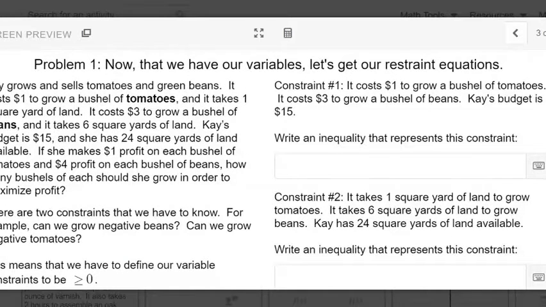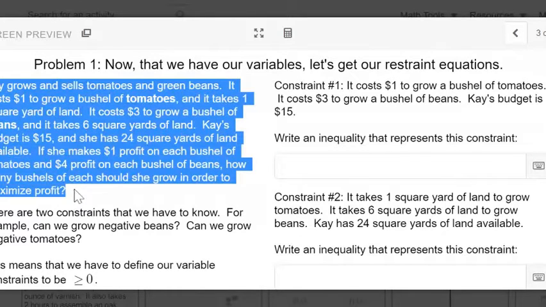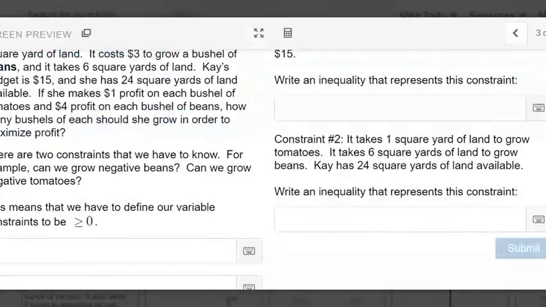Now that we have our variables, let's get our restraint equations. Restraint equations are equations that are going to restrict us to real life consequences. So let's get into that. I know there's a lot of words on here. This is all the same problem. Okay, it's just the word problem again. So let's start here. There are 2 constraints that we have to know.